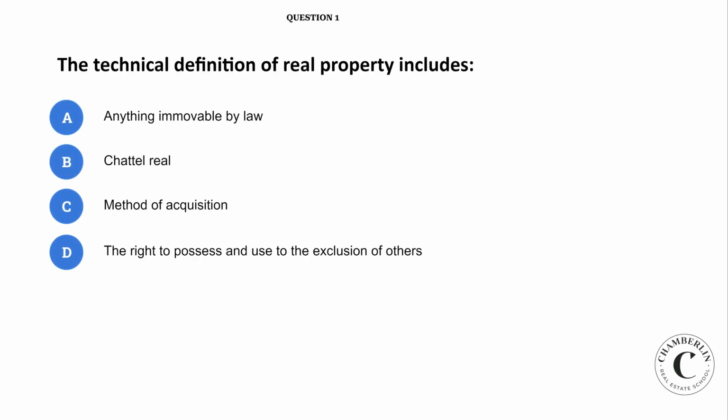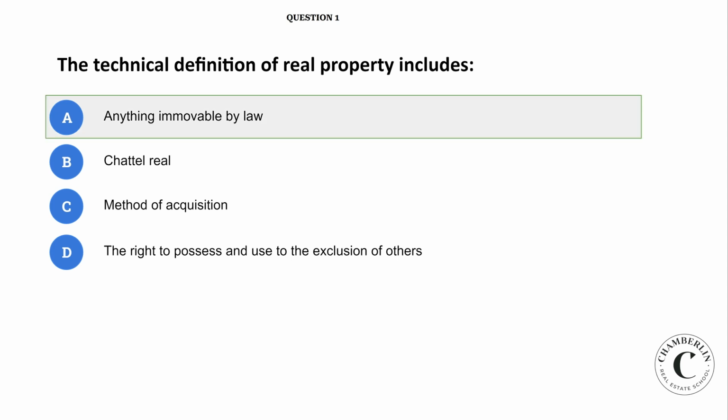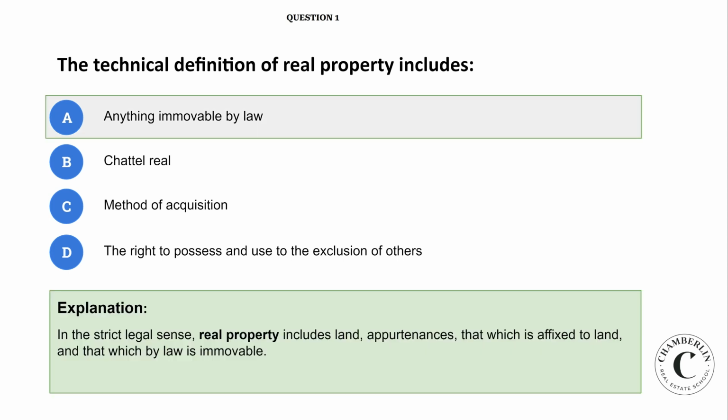Question 1. The technical definition of real property includes: A. Anything immovable by law, B. Chattel real, C. Method of acquisition, D. The right to possess and use to the exclusion of others. The answer is A. In the strict legal sense, real property includes land, appurtenances, that which is affixed to land, and that which by law is immovable.